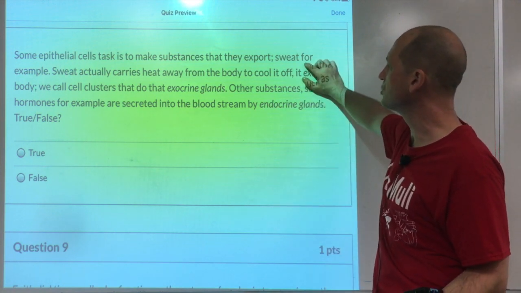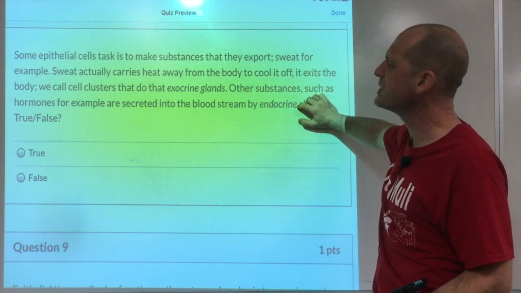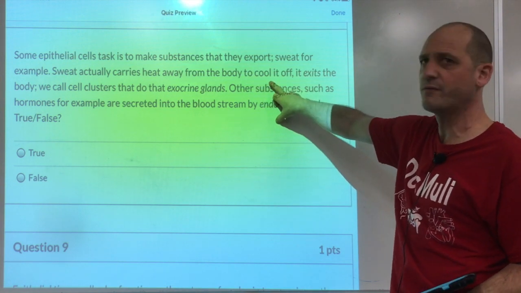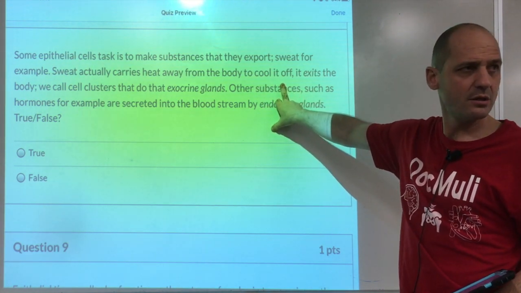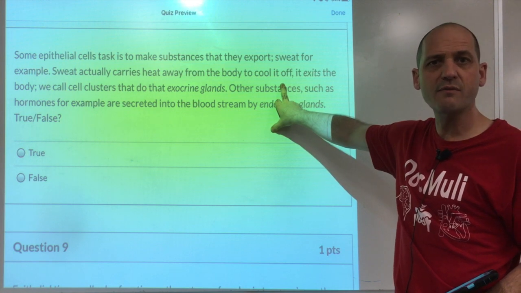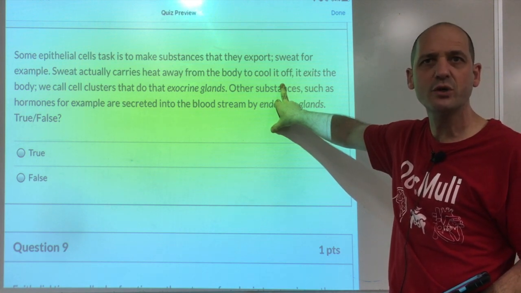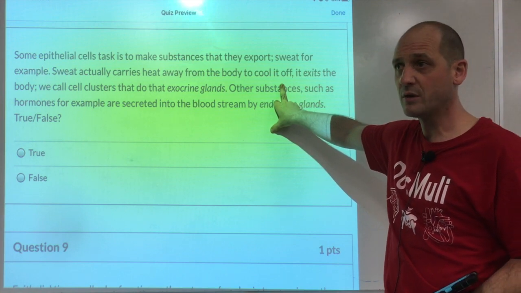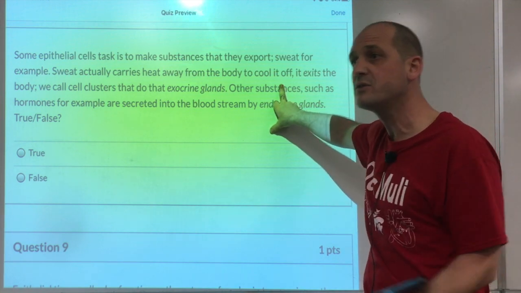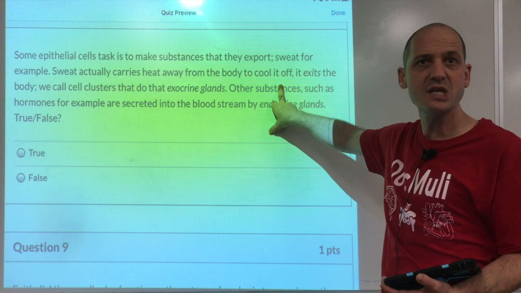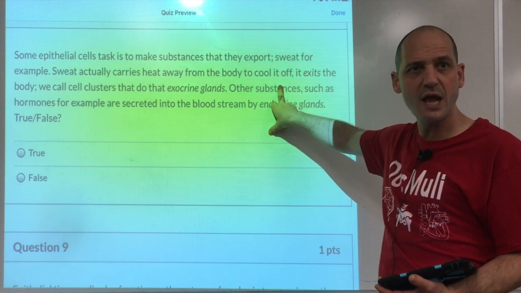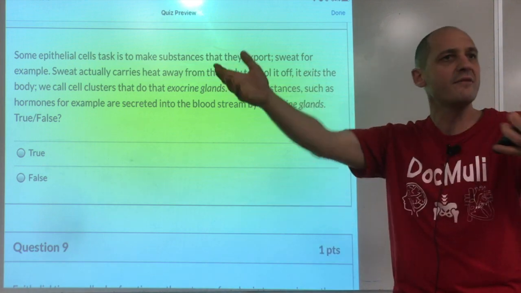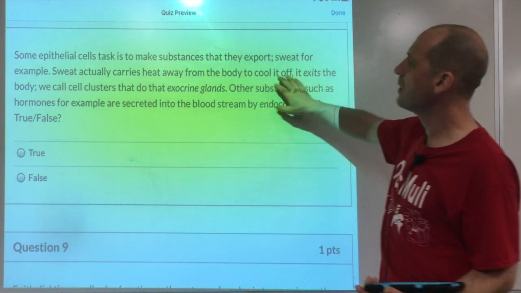Some epithelial cells' task is to make substances that they export. Sweat. Oh, that's a sweat. Sweat actually carries away heat from the body to cool it off. That makes sense? So water has a high heat capacity, so it can absorb a lot of heat. It balances out temperature, so it can absorb a lot of heat without changing into steam. But then you can take that heat via sweat and put it out of the body and take the heat away from the body. So that's how that works.